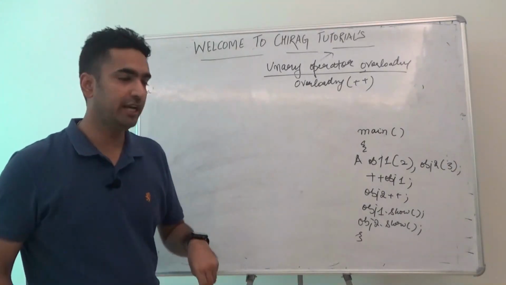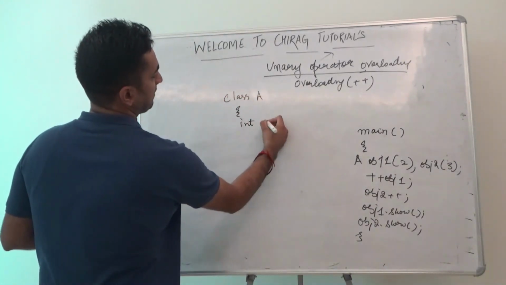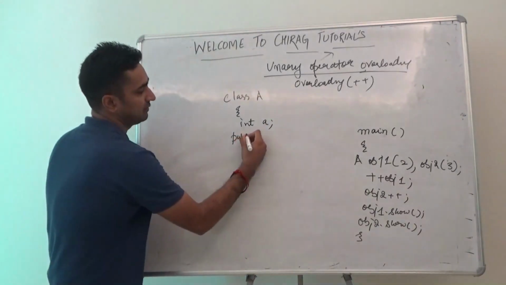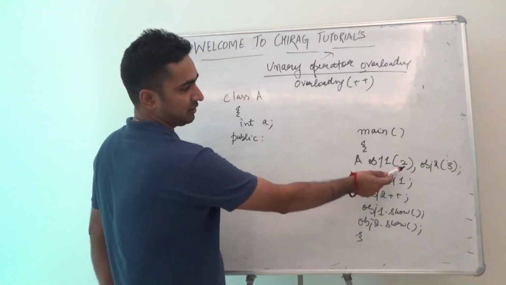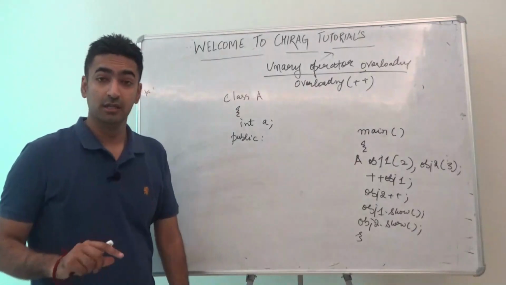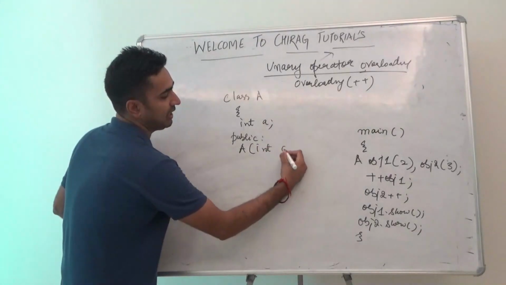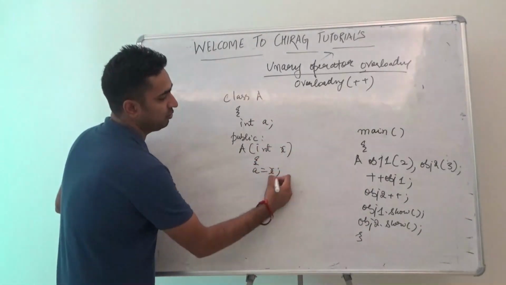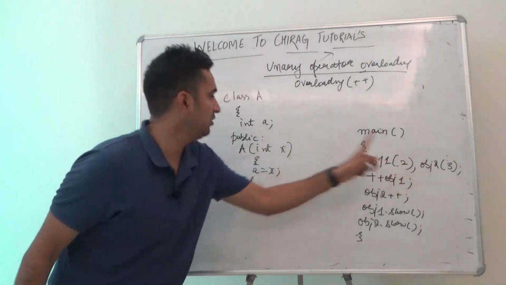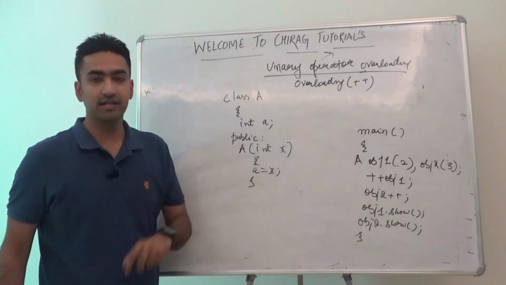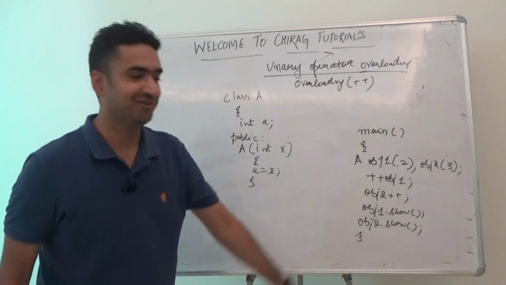Now if I have to overload it, firstly I'll create a class A and use a data member small a. In the public section, we need a parameterized constructor, which will be called with the value 2 and also with the value 3. I am writing int x, and a is equal to x. So the value 2 is given to this x, the value 3 is given to this x, and a gets 2 and 3 accordingly. Now comes the concept of plus plus obj1 and obj2 plus plus.